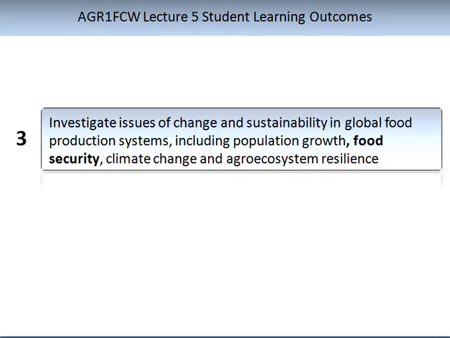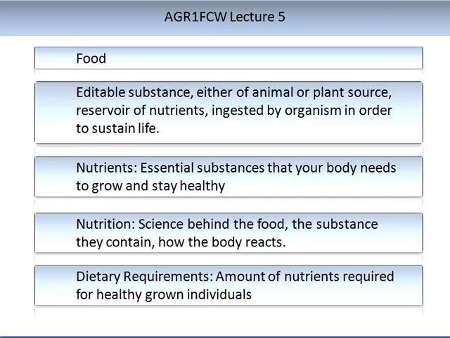In Lecture 5, we will be exploring subject learning outcome number 3, investigation into issues of change and sustainability in global food production systems. We will be concentrating on that of food security and human diet. When you are talking about human nutrition and food security, you perhaps should start with a definition of food. Food is an edible substance, either of animal or plant, which is a source of nutrients which is ingested by other organisms in order to sustain life. You can add insects to that edible substance list.